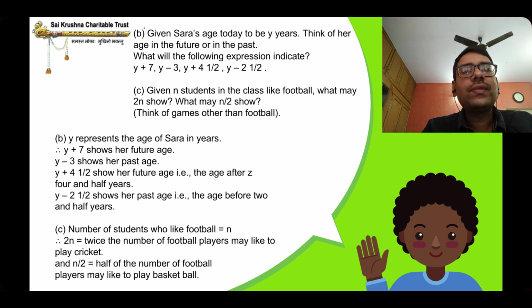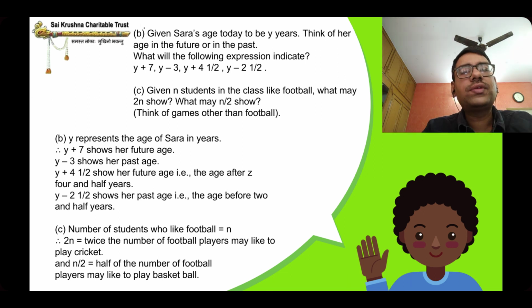Okay. See, given n students in the class like football, what may 2n show? What may n by 2 show? How many students like football? n students in the class. What may 2n show? What may n by 2 show? Think of games other than football. The number of students who like football is n. 2n is twice the number of football players, who may like to play cricket.